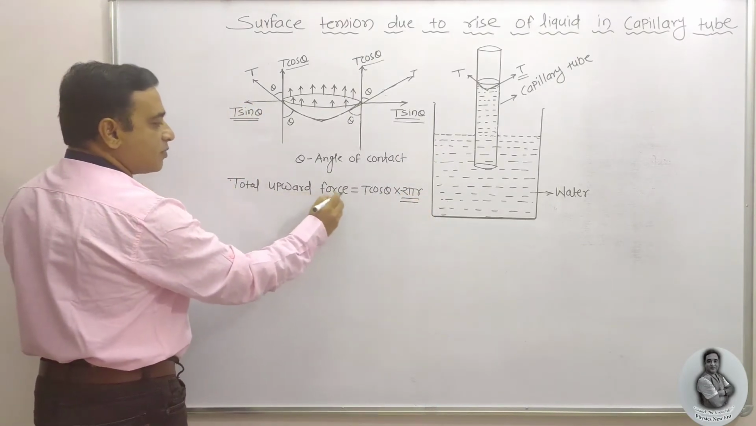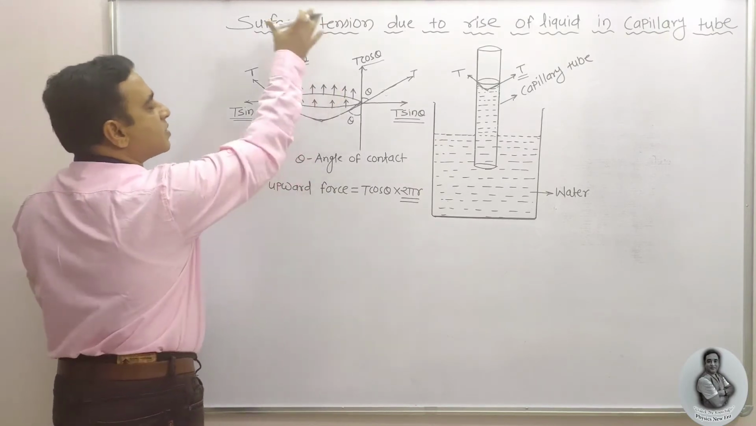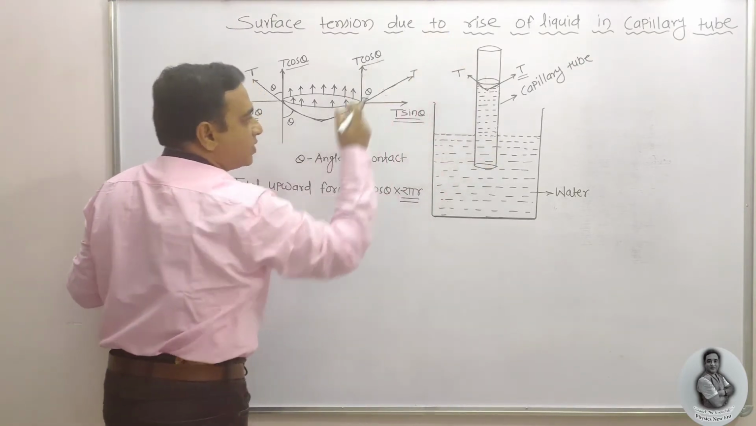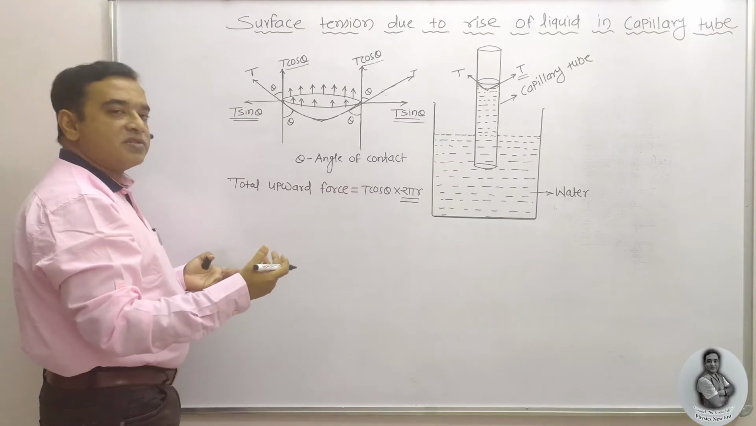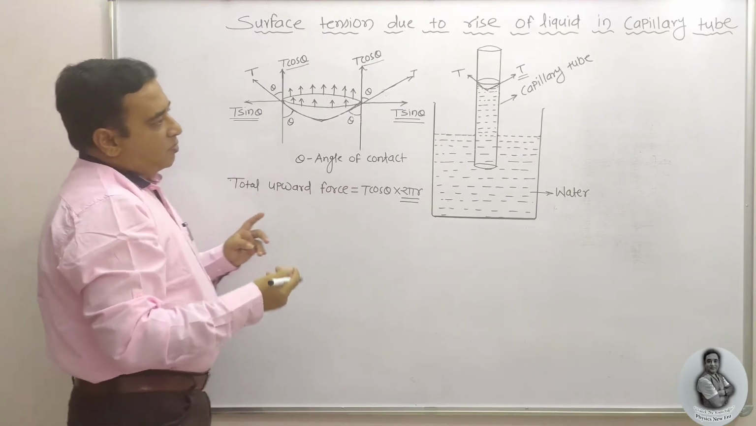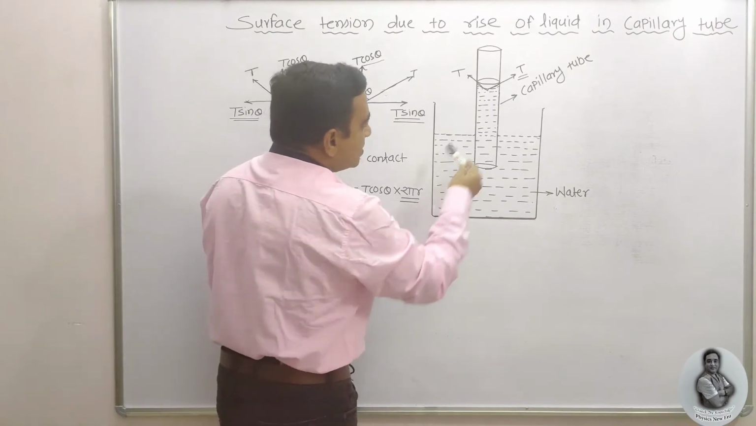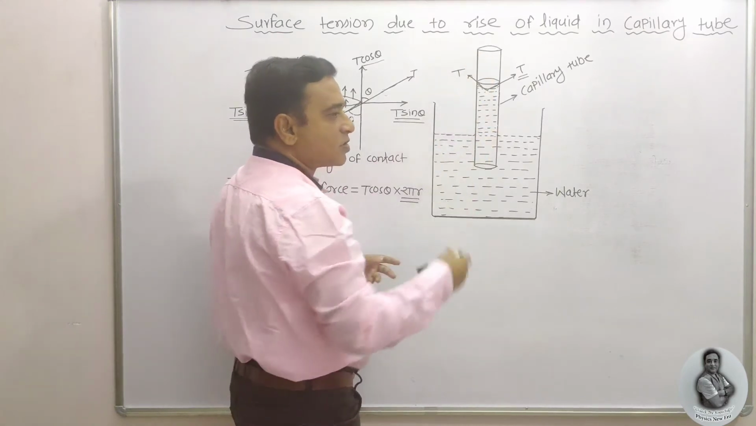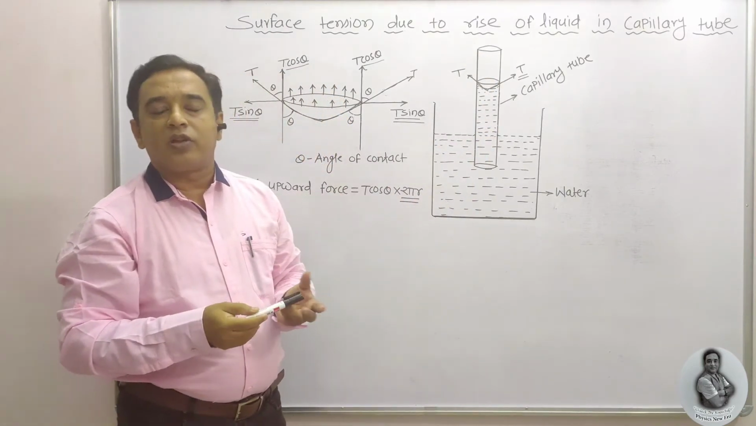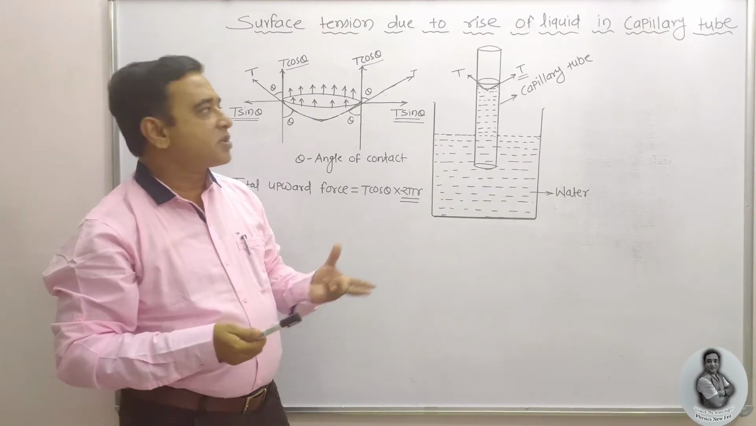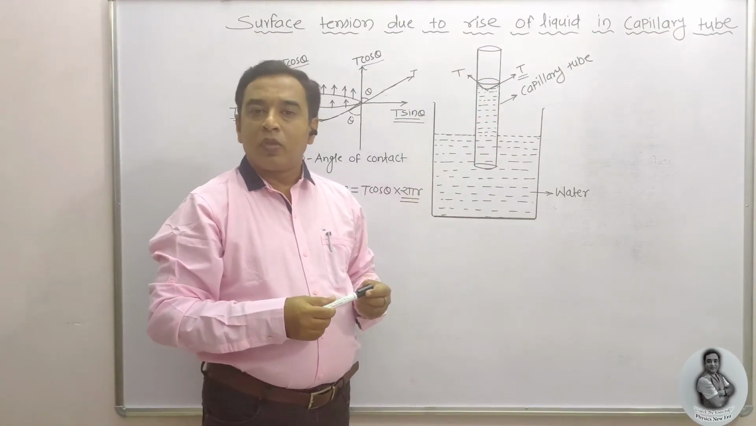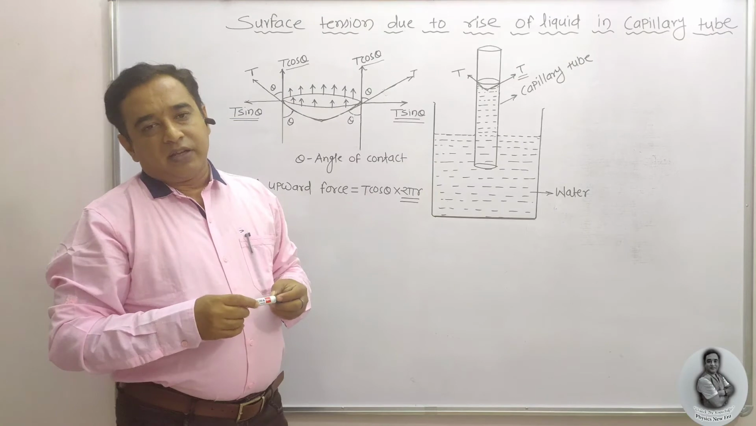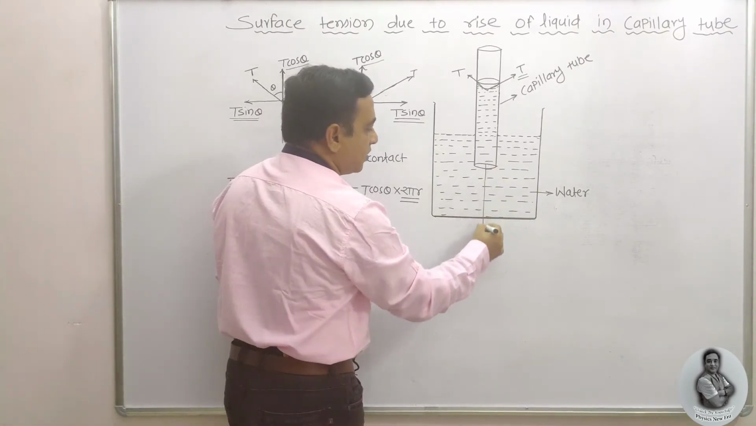So this is nothing but the total upward force acting on the surface of the liquid, so that there is a rise in the level of the liquid inside the tube, that is the capillary tube. And obviously, whatever liquid is present inside the capillary tube exerts a downward force, but the downward force is nothing but the weight of those liquid molecules which are present inside the capillary tube. Each molecule has some weight. So the total weight which is acting in a downward direction is nothing but mg.